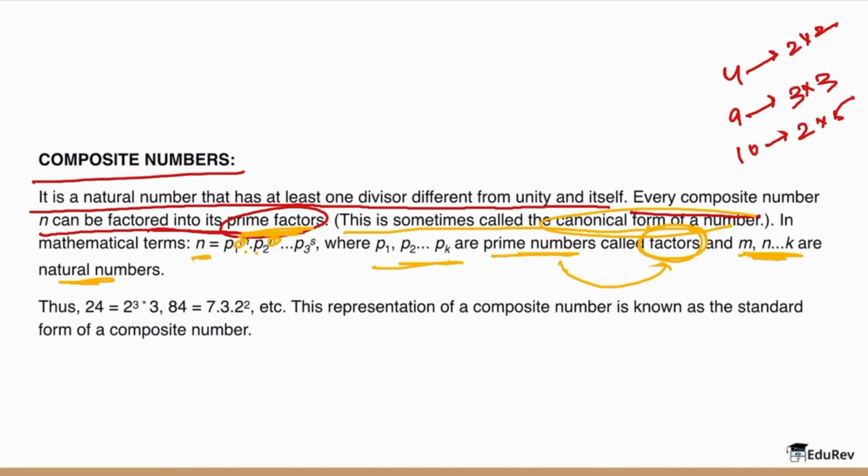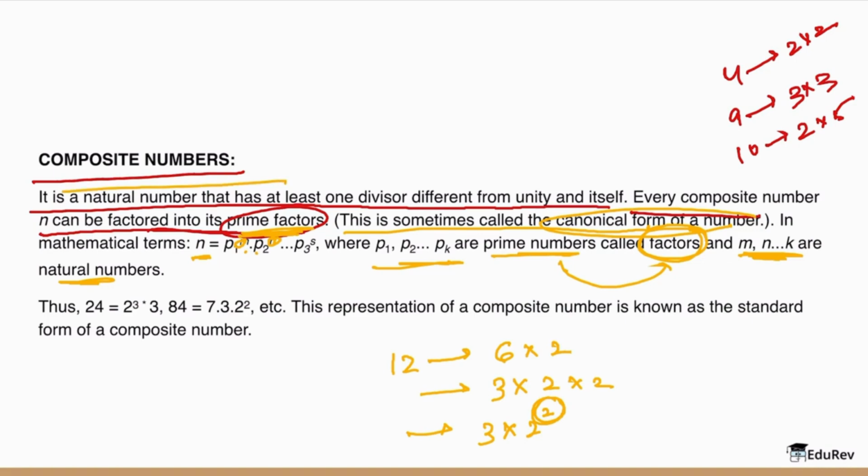Which is to say, for example, if I take 12, 12 is nothing but 6 cross 2. 6 is nothing but 3 times 2. So 12 is nothing but 3 into 2 times 2. So this power is going to be your natural number. So that is your composite number. I hope you understood what composite numbers are.